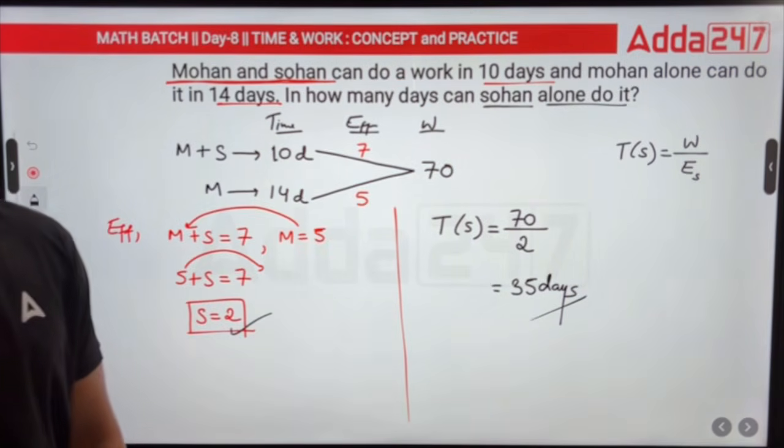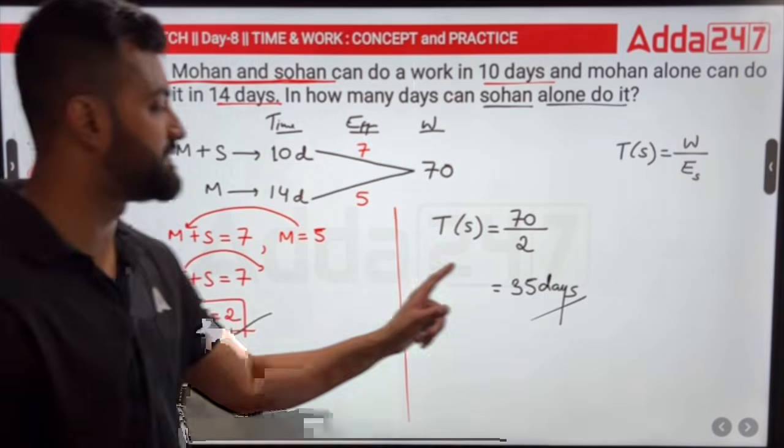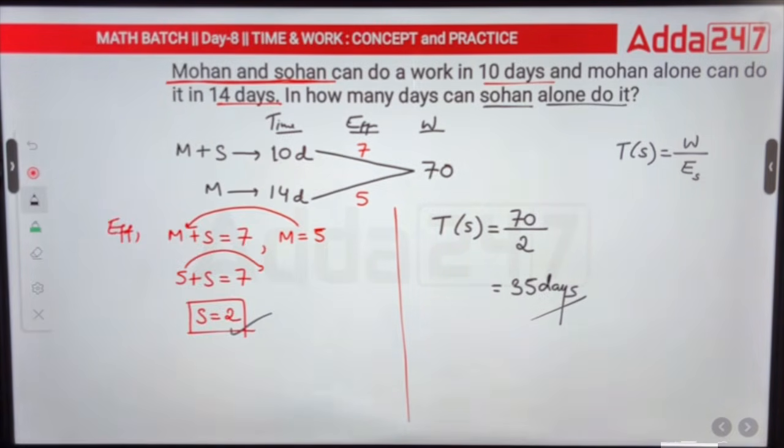That means if Sohan works alone, he'll require 35 days to complete this particular task.